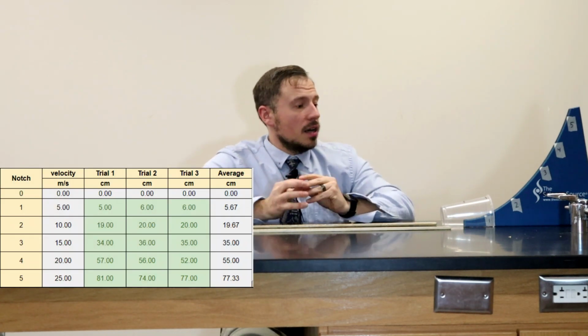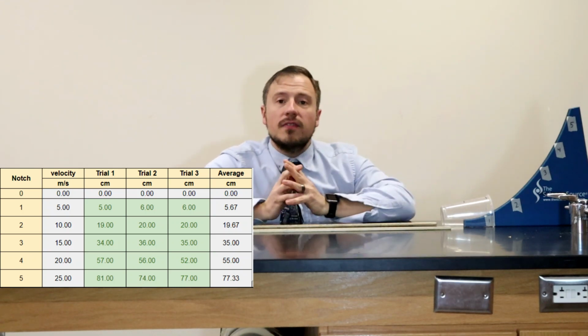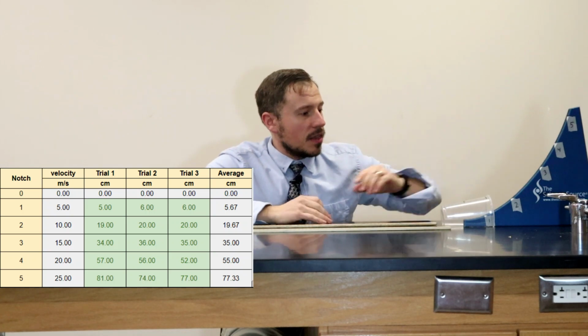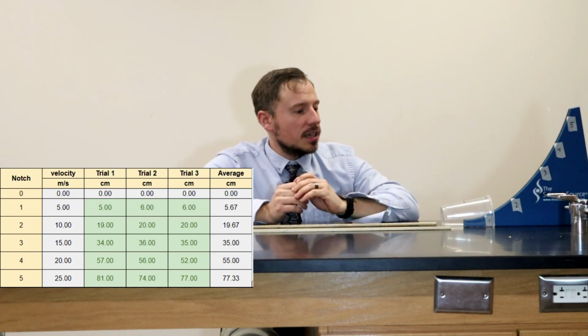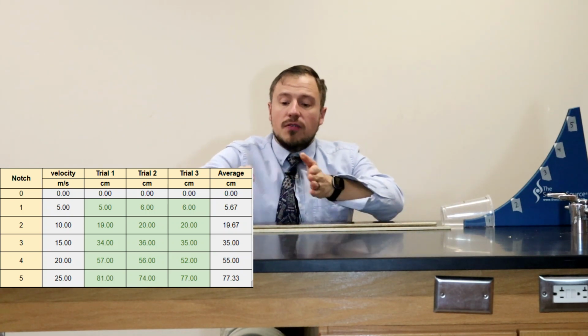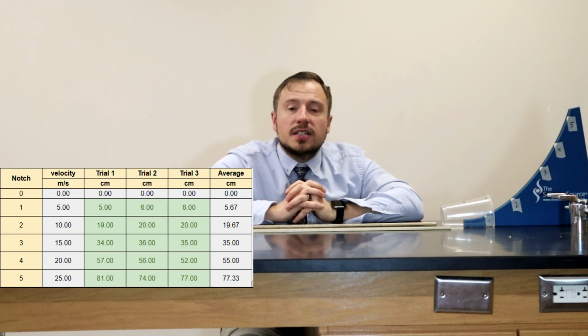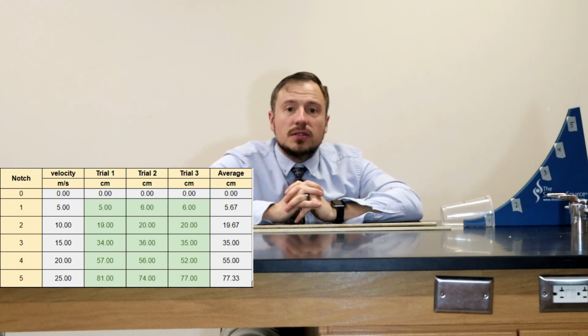Now that we've done the metal marble at all 5 notches, we can graph the velocity that the marble hits the cup at and how far it traveled. So we can take that data table, and this is the graph that data table would make.